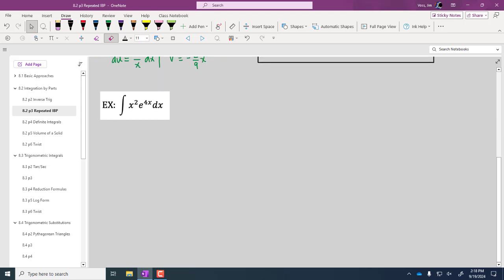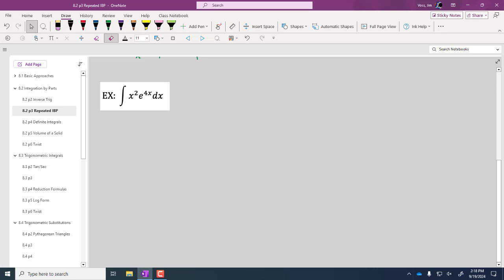All right, you all try this one. So this is going to be an integration by parts that you have to do 2 times. So see if you can figure it out.